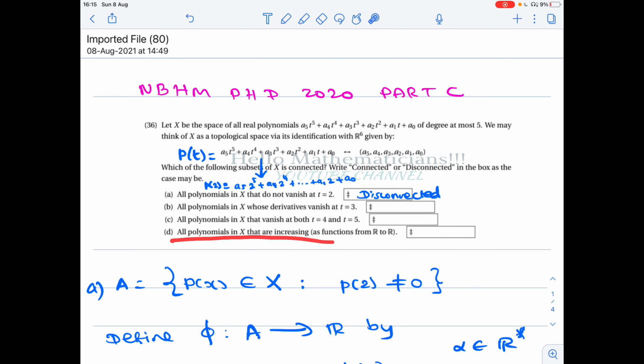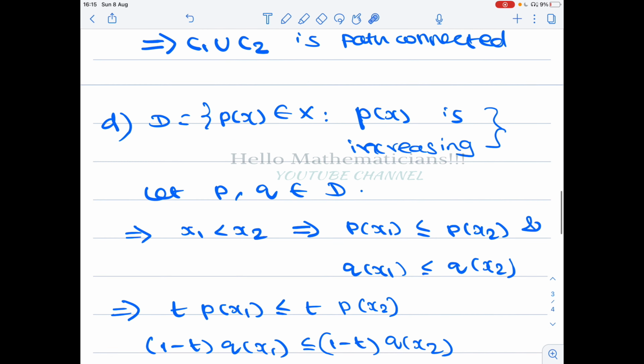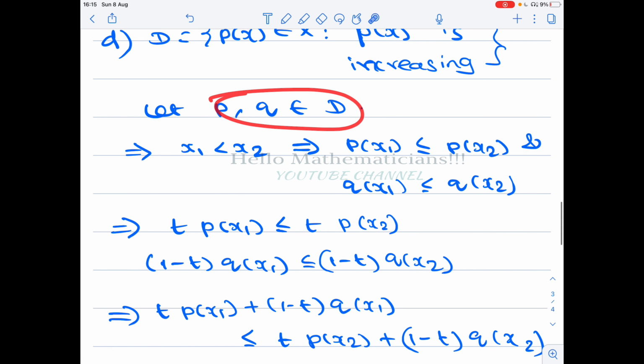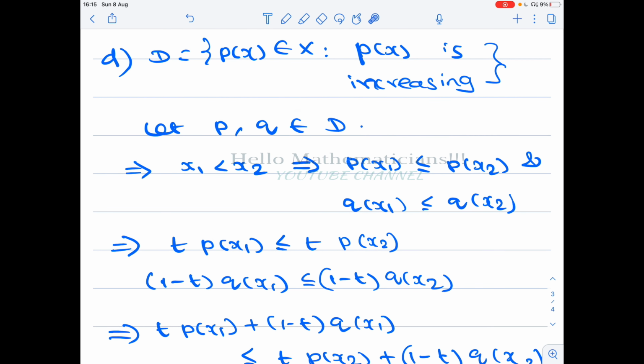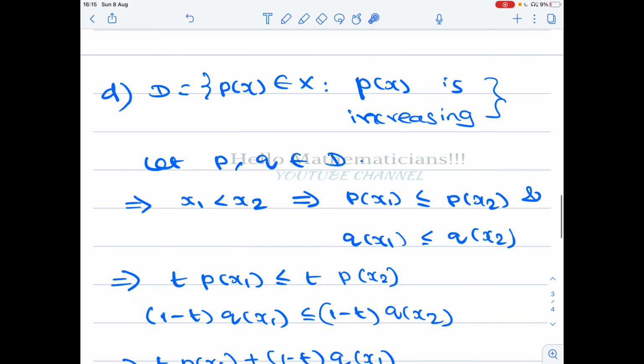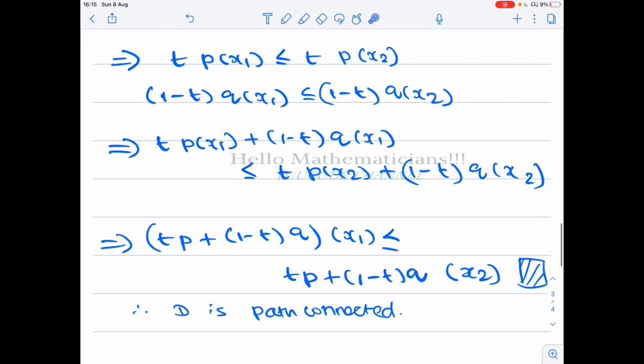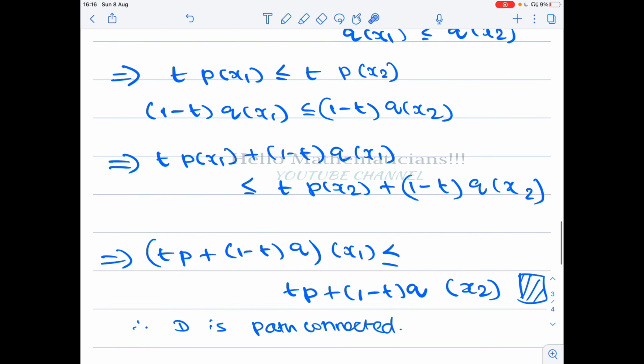All polynomials in x that are increasing. So consider the set of increasing polynomials. We claim that again that is also connected. So again you take two polynomials, and we claim that the line joining these two polynomials, tp plus (1 minus t)q, is also increasing. If p and q are increasing, we claim that the new polynomial tp plus (1 minus t)q is also increasing. Note that these t's are scalars. The variable is x.